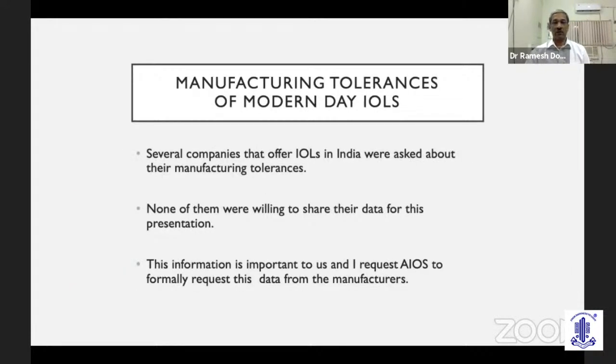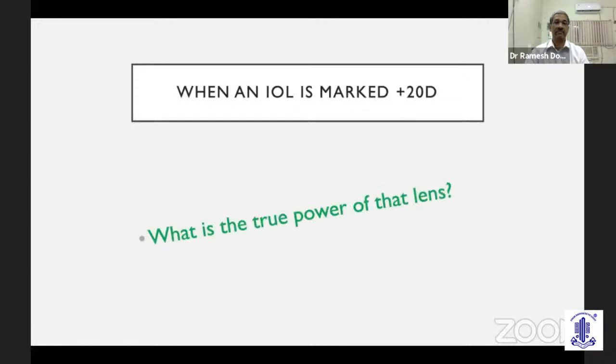Several companies that offer intraocular lenses in India were asked about their manufacturing tolerances. None of them are willing to share the data for this presentation. I think this information is quite important to us, and I request AIOS to formally request this data. What is the tolerance that they apply? Is it as per ISO standard, or do they have tighter tolerances in the lenses which they supply to us?